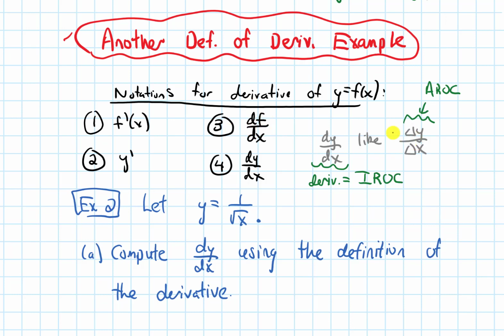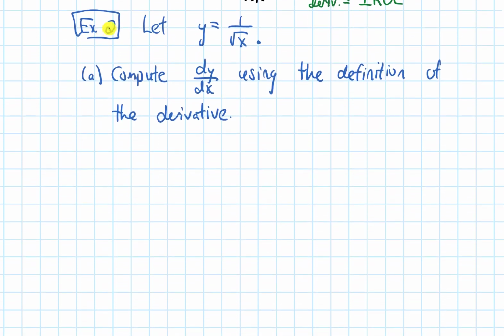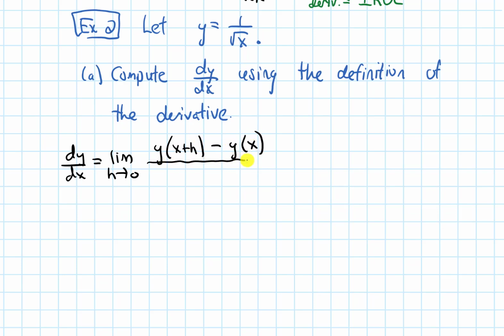Okay, so let's do an example where we find a derivative using the definition. So let's let y be 1 over the square root of x, and part A asks us to compute dy dx using the definition of the derivative. So dy dx is going to be equal to the limit as h approaches 0 of my function at x plus h, in this case y evaluated at x plus h, minus y of x, all over h.